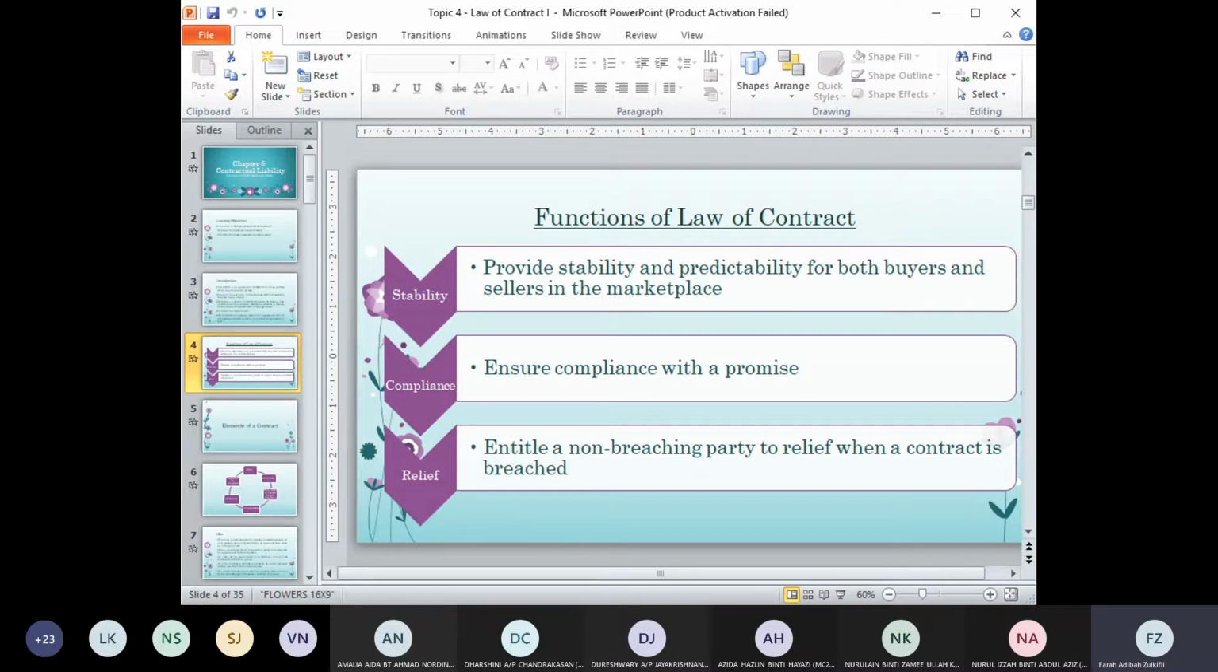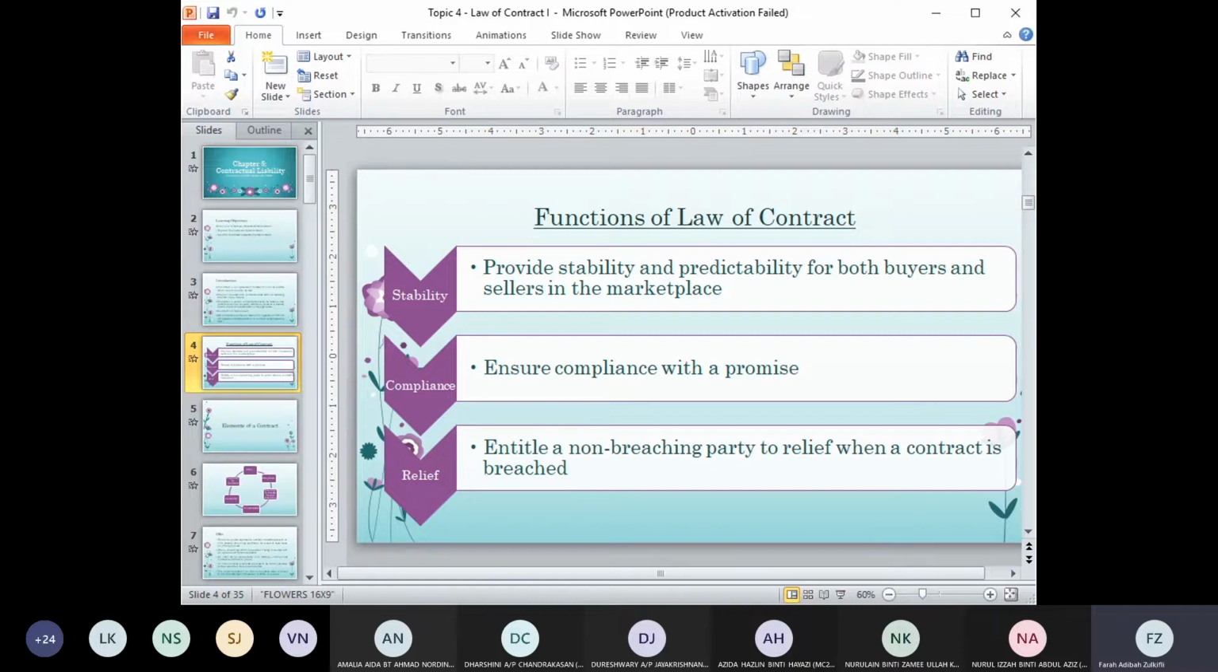Or for example, B already supplied the oranges but A doesn't pay. So what can B do? B can bring the contract to the court. B can get their money from A by taking the contract to the court. So it ensures compliance with the promise. When someone has agreed to do something, when you have a valid contract, that person will have to comply with the contract. If they don't do whatever they have to do inside the contract, you can take action against them.